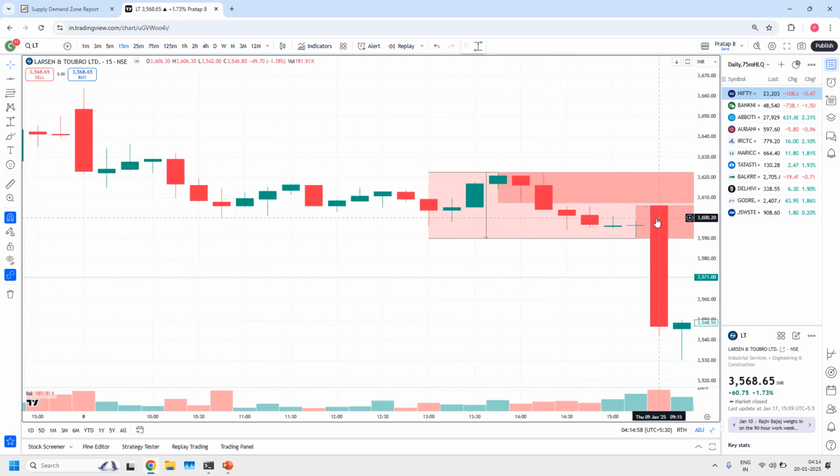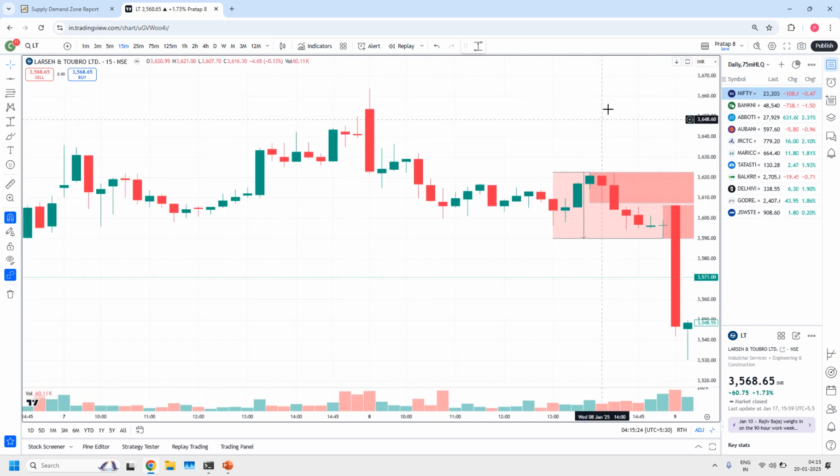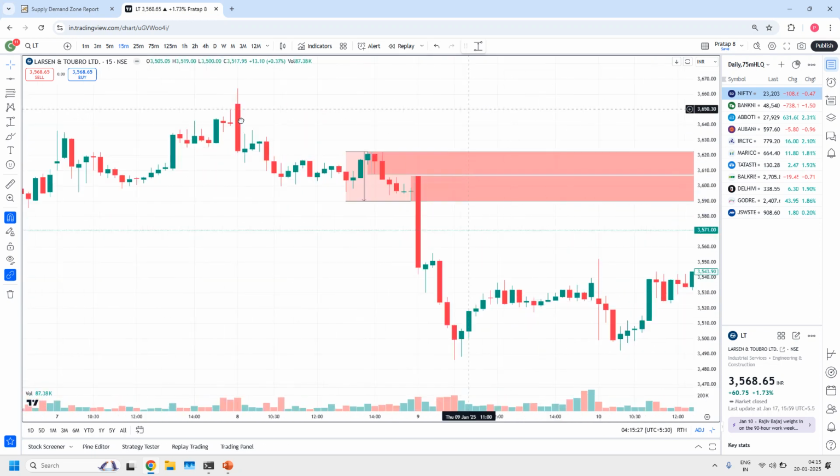What is the high of this candle? 3606.30, this high 3606.55. This is only 30, so we can draw zone up to some mistake. High of this candle is 3605.55, 3606, not 506. Okay. So 2 order flows we have.